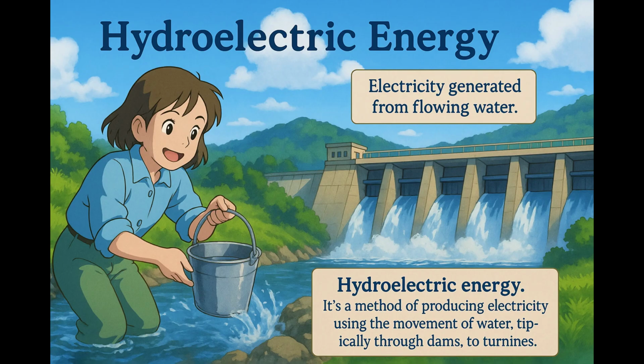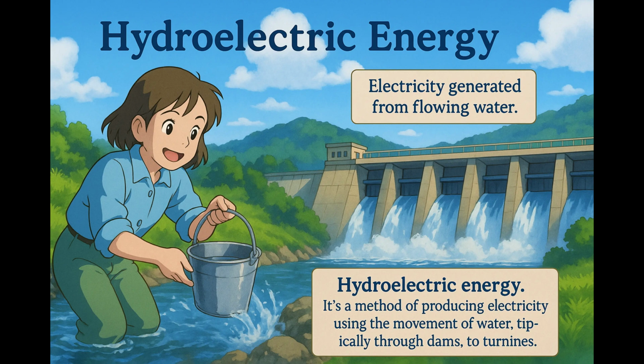Imagine you're trying to fill a bucket with water from a flowing stream, but the bucket has a small hole at the bottom. Just like you use the water flowing into the bucket to maintain a steady level despite the leak, hydroelectric energy uses the flow of water to generate a continuous supply of electricity.